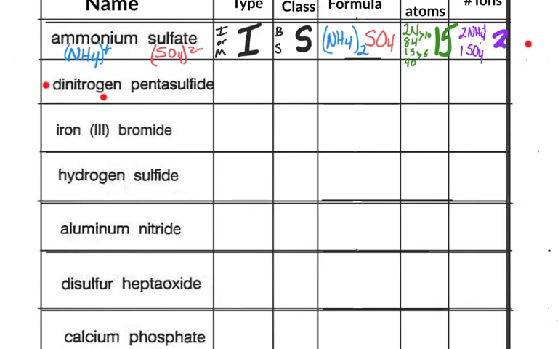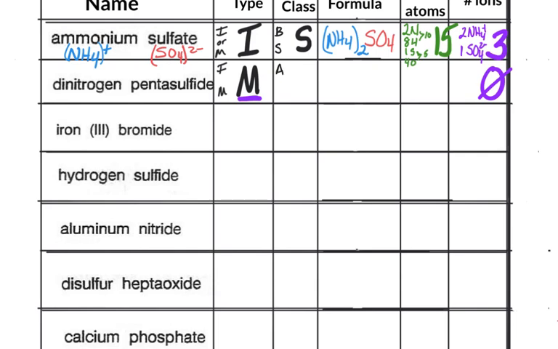Next, we have dinitrogen pentasulfide. For this classification, we see that it does start with a nonmetal, nitrogen, and so the type is molecular. That immediately tells us our number of ions is 0, so we don't really have to do the rest of it to find out the ions. We'll go ahead and do the rest.